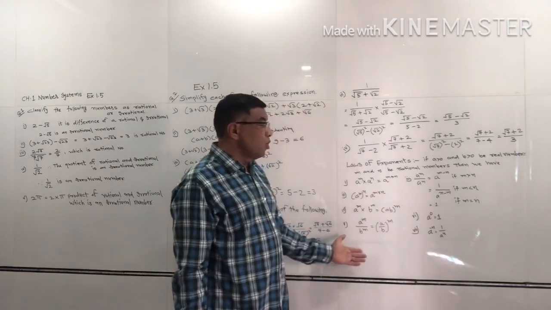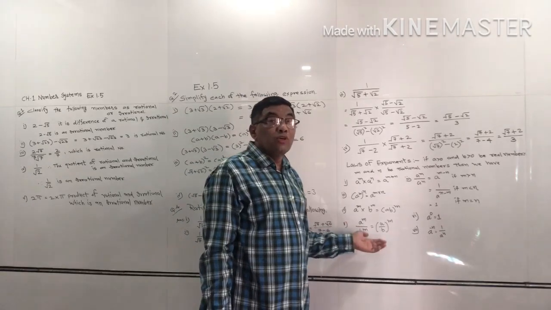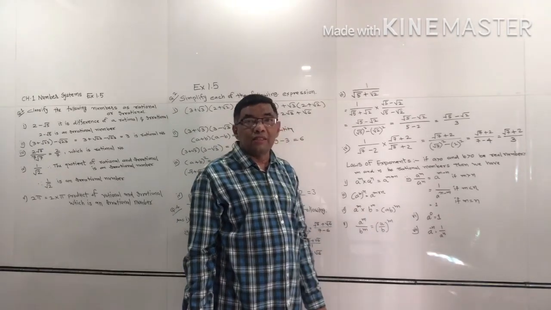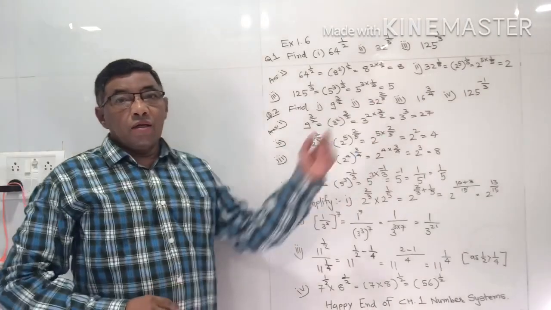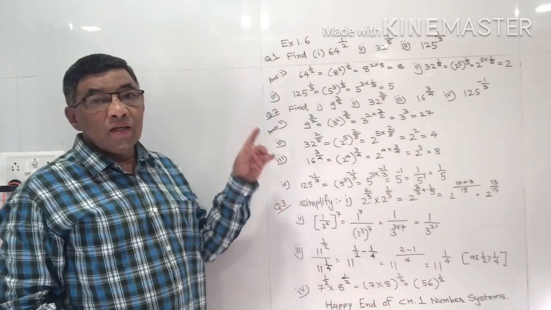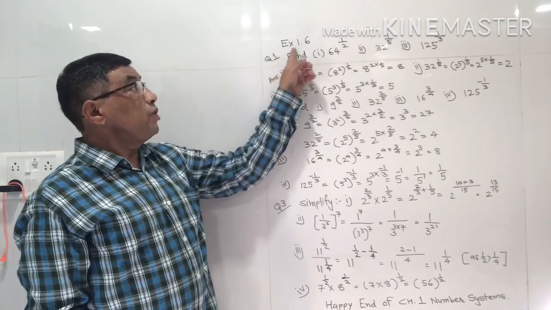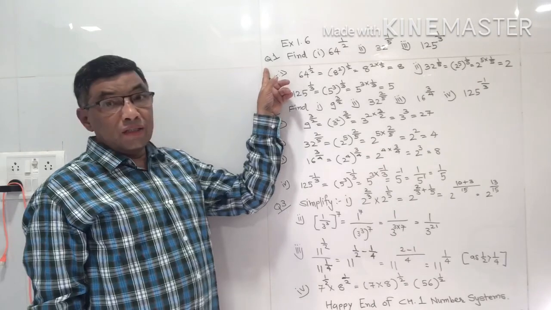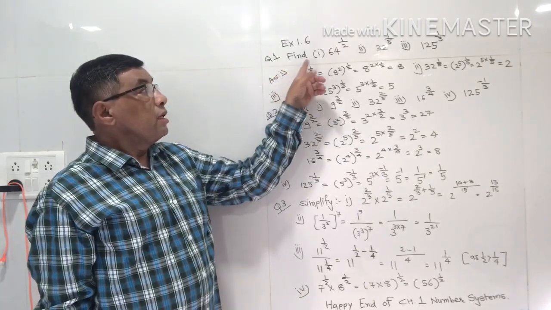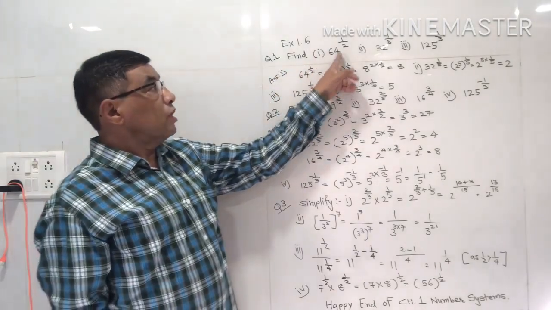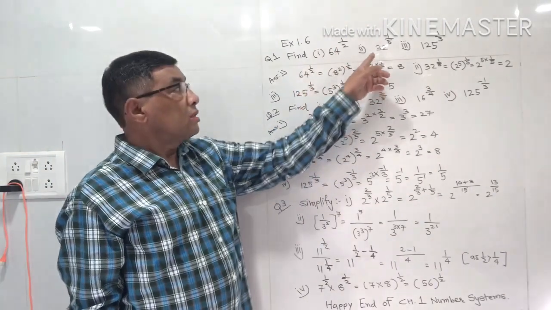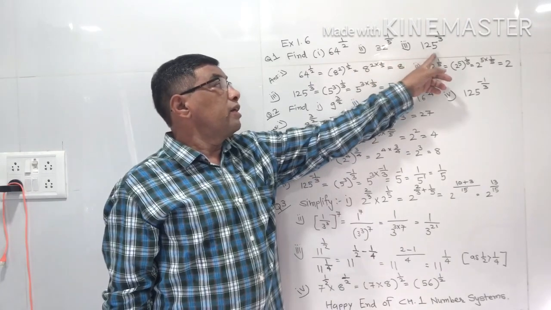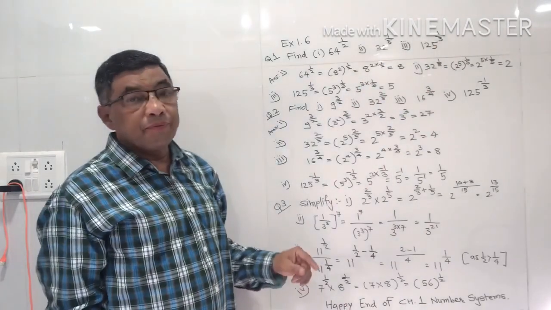So these are some laws of exponents, which we are going to use for the next exercise 1.6. Now we see the next exercise, which is exercise 1.6. In this exercise, the first question is find the value of 64 raised to 1 by 2, second 32 raised to 1 by 5, and third 125 raised to 1 by 3.